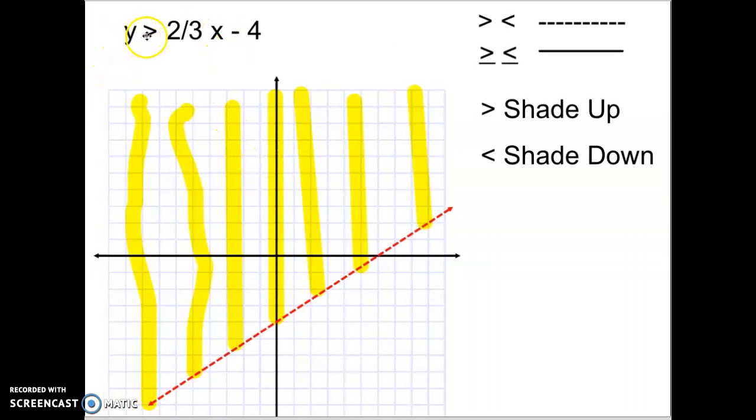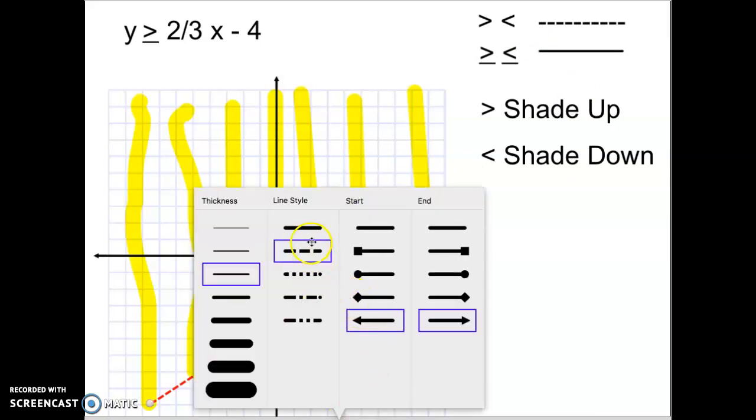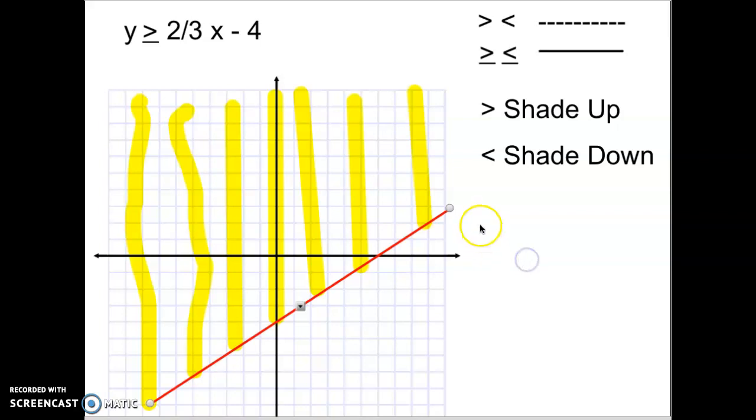So we're going to change this from being a greater than sign to being a greater than or equal to sign. Because it's greater than or equal to, now the points on this line would be included. So we would change this line from a dashed line to a solid line. And now that's how we would change that.